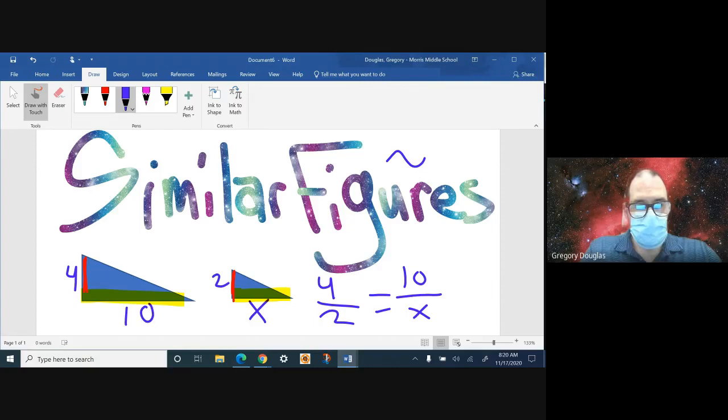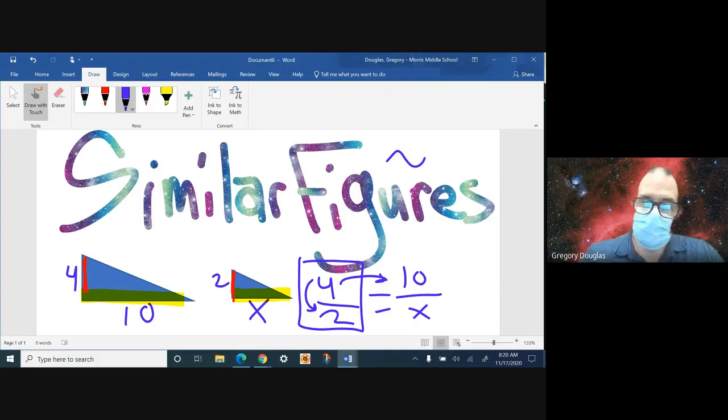Okay, and I can look and say, well, sometimes we try to go this way. Does 4 go into 10? No. Now I could reduce or simplify this 4 over 2 right here to be 2 over 1, and I could say 2 goes into 10 5 times. Where we do the top, you got to do the bottom.